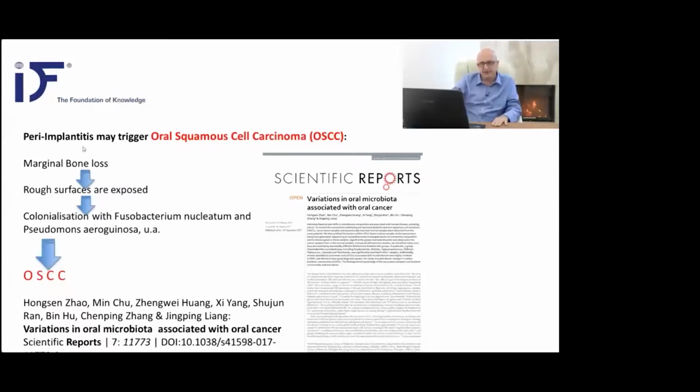I write here, periimplantitis might trigger oral squamous cell carcinoma. And this is, of course, a different story. Suddenly, we are talking about carcinoma, about malignant processes, which are being triggered because periimplantitis is there. I mean, this is another category. This is definitely something which the normal patient with a fully informed consent would not accept. I think so. Nobody would accept this if the patient would be really told this is the situation. You can get cancer from this.